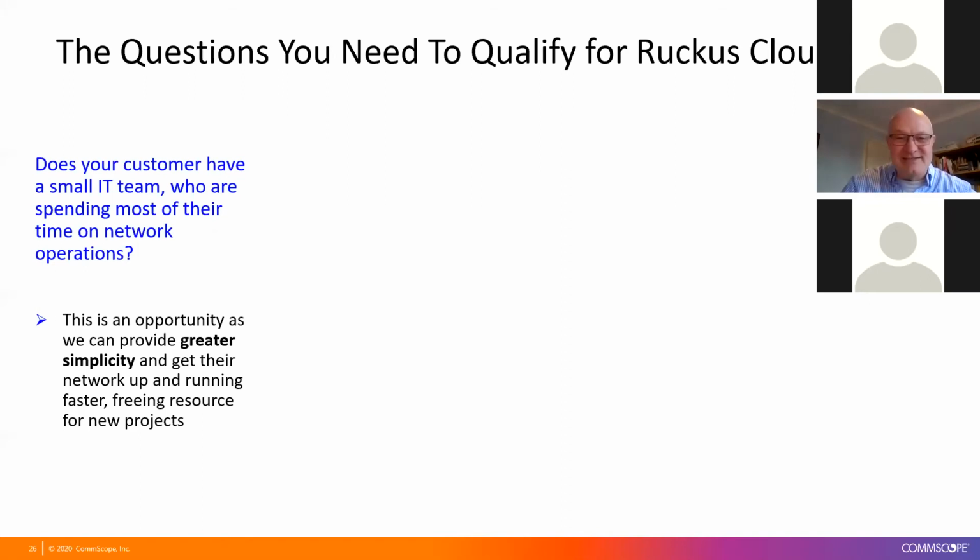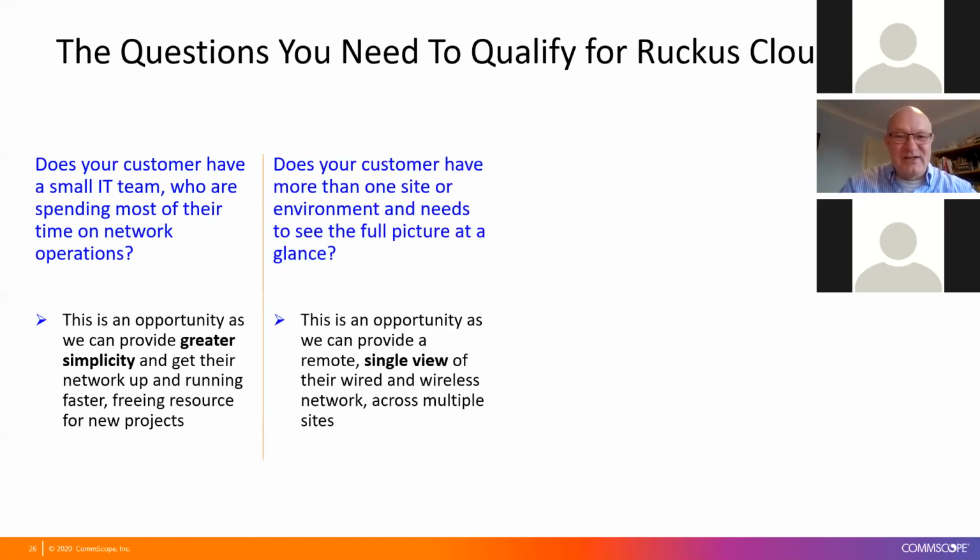So making the network easier is something for them. Do they have more than one site or environment and need to see a full picture of the branch? So again, think of RUCKUS Cloud as a great solution for smaller pockets of deployment. If you think of, maybe not the best example in the current times, restaurant chains, lots and lots of small locations that need to be managed from a central solution.